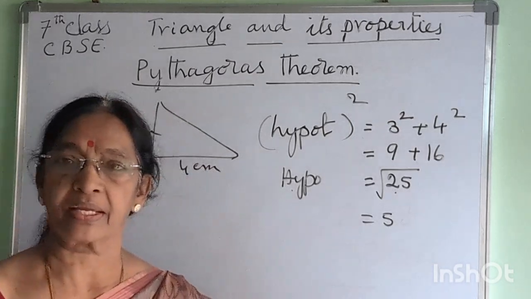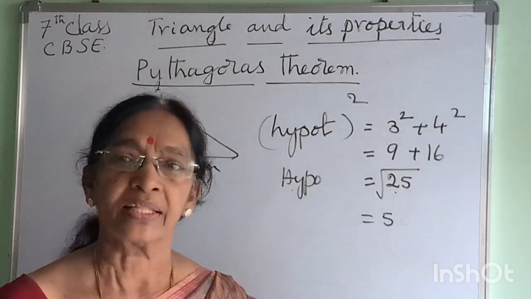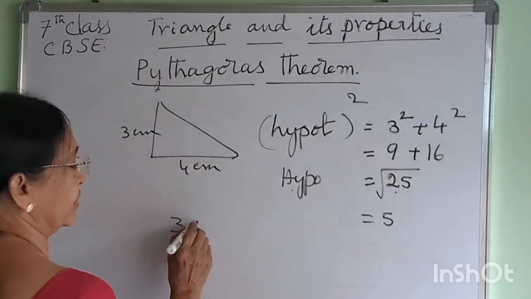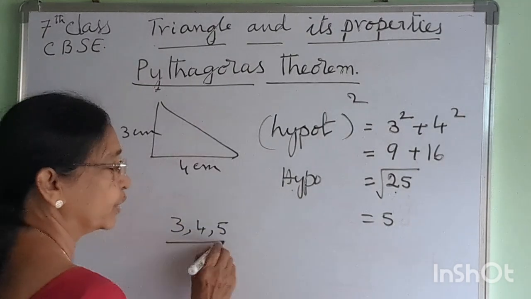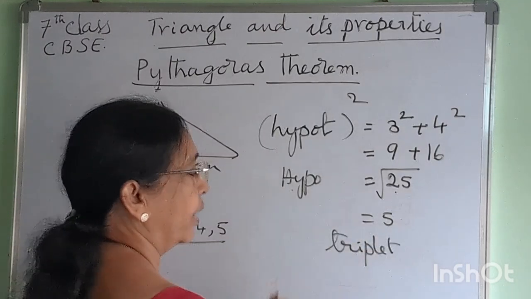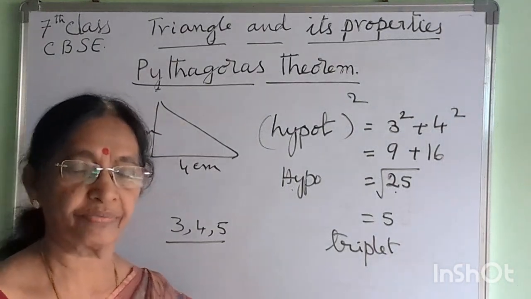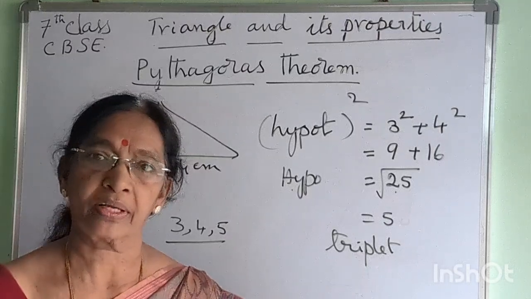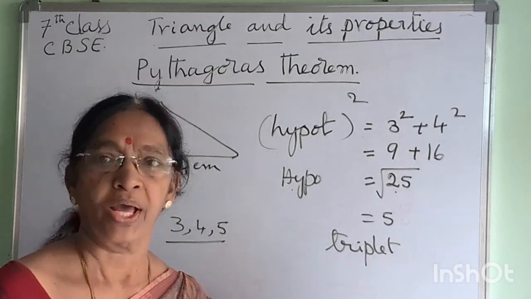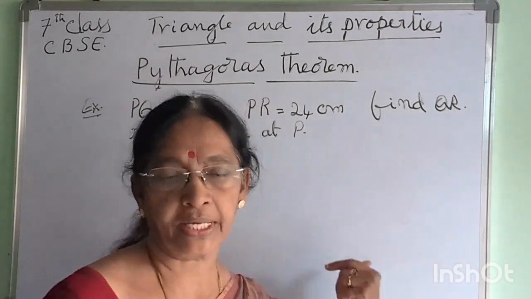So, in a right angle triangle, the lengths of the legs are 3 centimeters and 4 centimeters. Then the hypotenuse will be 5 centimeters. And these numbers 3, 4 and 5 are called a Pythagorean triplet. There are some more Pythagorean triplets. In future we will come across the other Pythagorean triplets. In a Pythagorean triplet, the sum of the squares of the two lesser numbers is equal to the square of the largest number. We will take an example.